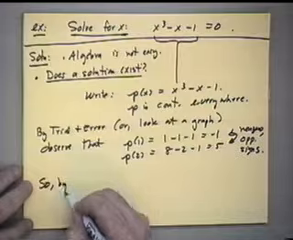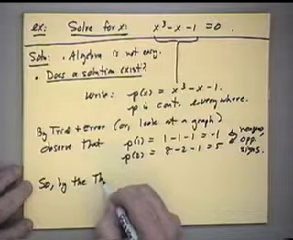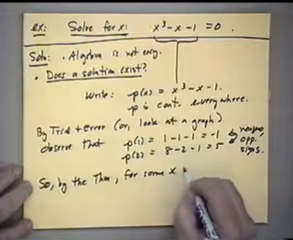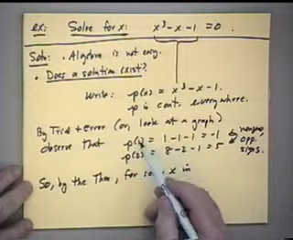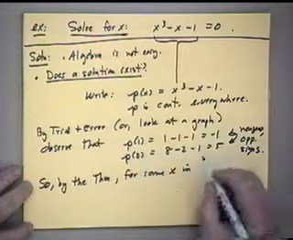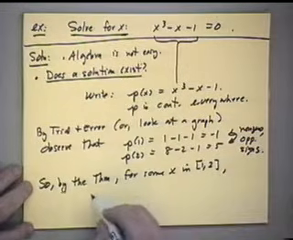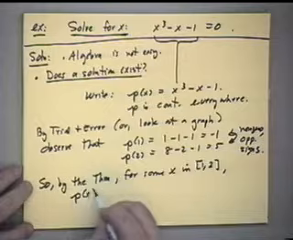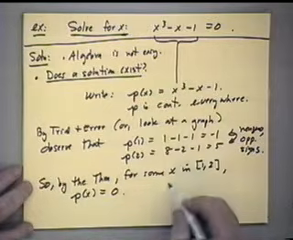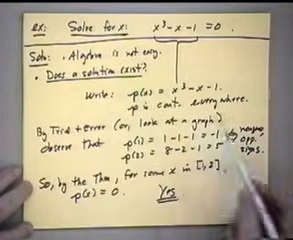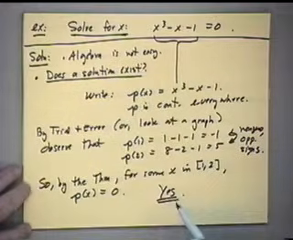So, by the theorem, for some x in, and the interval is determined by these two endpoints here, in the interval 1, 2, p of x is equal to 0. So the answer to the question, does a solution exist, is yes, there is a solution.